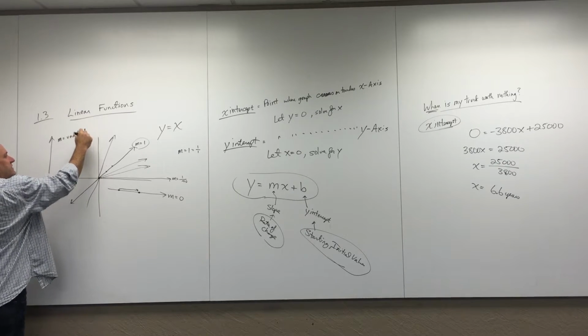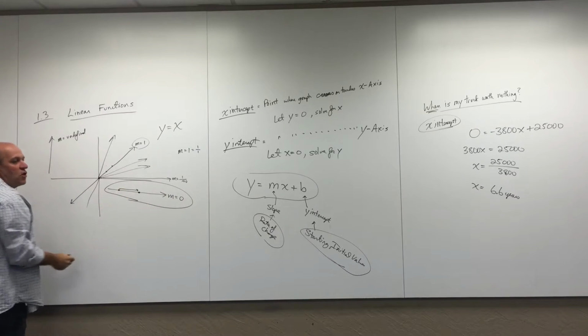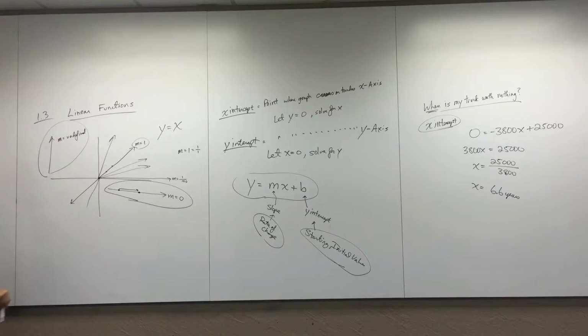So there's some weird things. There's normal slopes, and then there's a couple strange ones. A horizontal line has a slope of 0. A vertical line has a slope that's undefined.